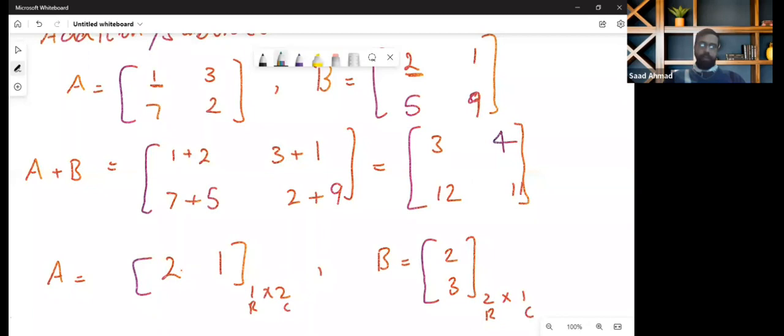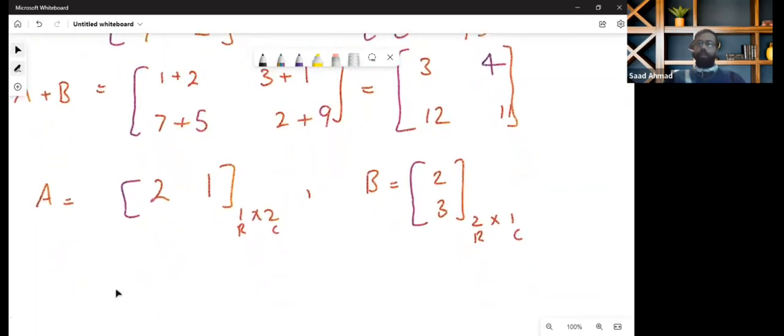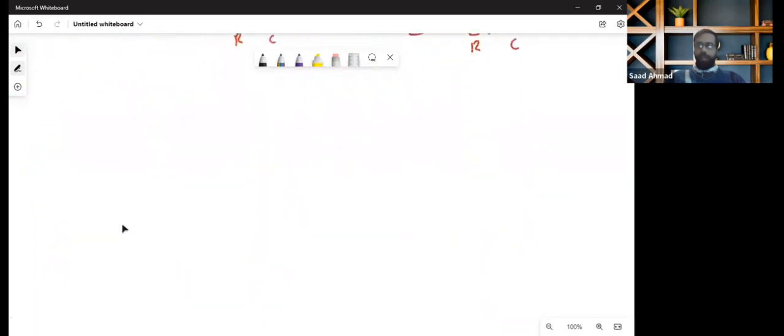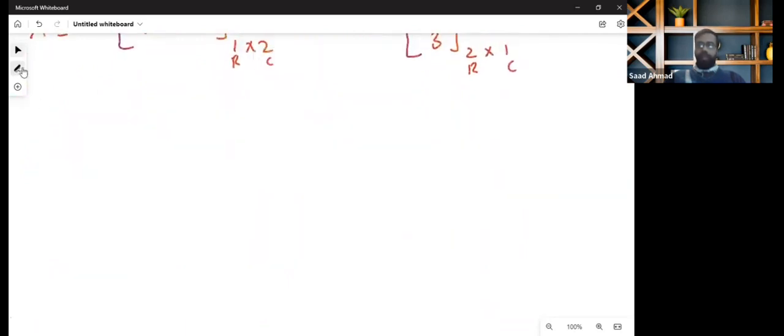Because now the entries don't correspond to each other. So in those scenarios, when you see the entries don't correspond to each other, you cannot add them or subtract them. You can only add or subtract the matrices that have the same dimension.